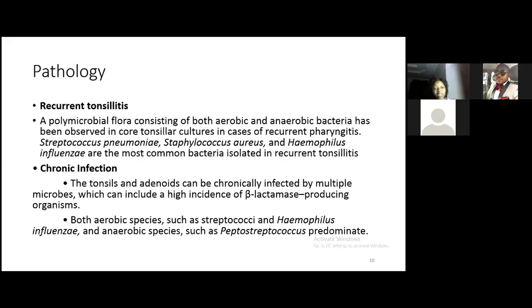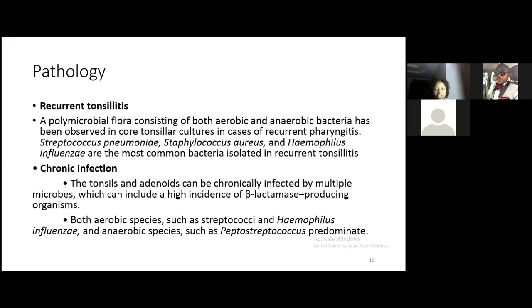Recurrent tonsillitis. A polymicrobial flora consisting of both aerobic and anaerobic bacteria has been observed in core tonsillar cultures in cases of recurrent pharyngitis. So basically, for recurrent pharyngitis, the organisms that have been implicated are Streptococcus pneumoniae, Staphylococcus aureus, and Haemophilus influenzae.